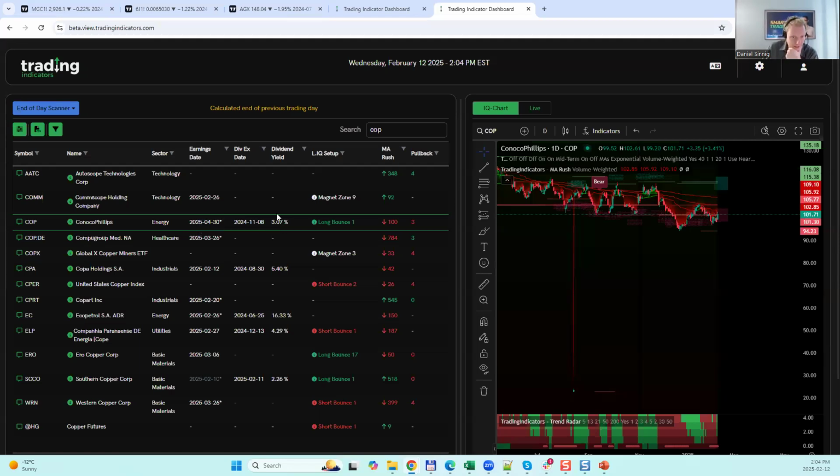A nice dividend really actually of 3.07. So if you're a dividend investor, you can also get some information out of this. Of course, the ex-dividend date was in the past. The new one has not been announced yet.